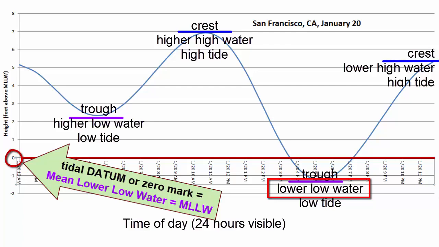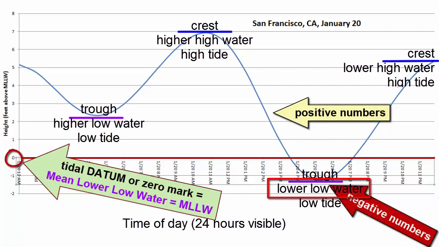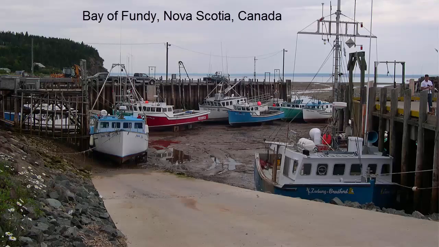Why use this for our zero instead of mean sea level? So that most of our tidal heights are measured as positive numbers, and we get negative heights only when the lower low waters are lower than average. And these are considered special tides, during which much of the coastline is exposed, and it's a good time to explore tide pools, dig for clams, or clean the bottom of your boat.